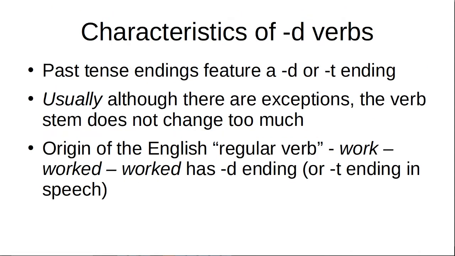So, characteristics. The past tense endings feature a D or a T. This is just like in modern English. This is in fact why modern English verbs end in a D, because basically we got our regular verb from the weak verb. So, usually these are pretty regular, but there are some irregular ones, which I'm going to get into in another video. In this one I'm just going to focus on the two big subsets, which are the regular ones, class 1 and 2.